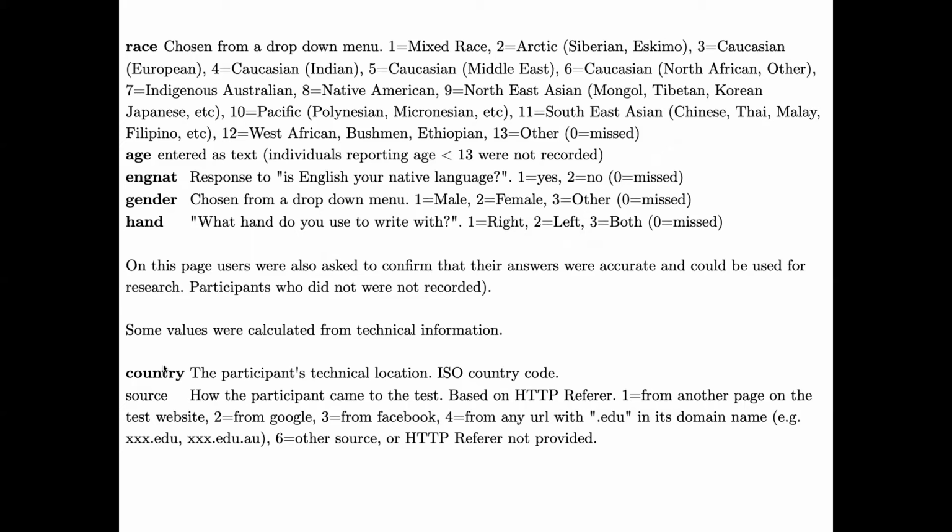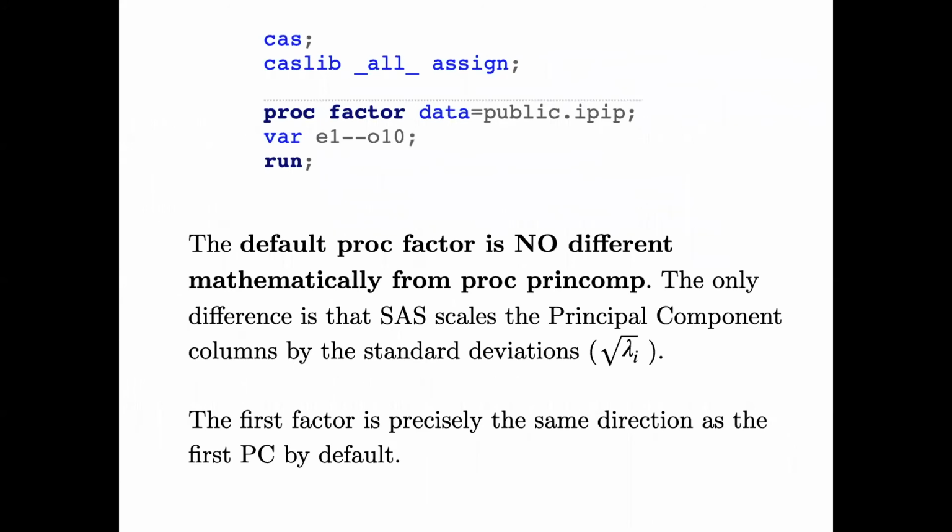Now, we are gonna use PROC FACTOR to do this analysis. And PROC FACTOR, the default version of this, is no different mathematically from PROC PRINCOMP. The only difference is that SAS scales those principal component columns by the standard deviations. So it's just a scalar multiple of the output from PROC PRINCOMP. That first factor we'll get as output is precisely the same direction as the first principal component.